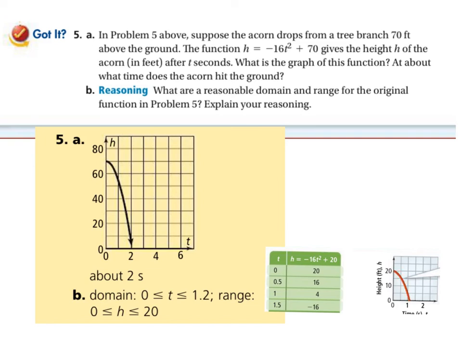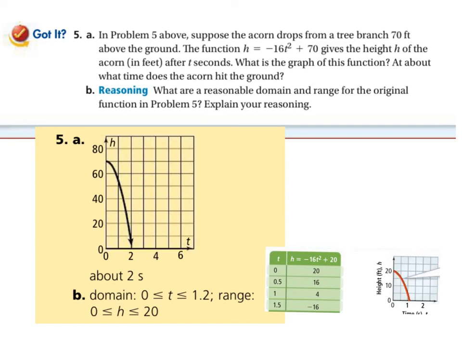And remembering that height can't be negative. Time certainly can't be negative. But a slightly different equation this time. So what's the graph of this function? At about what time does the acorn hit the ground? So again, notice we're at about one time. We're not worried too much here at this point in getting the exact time.